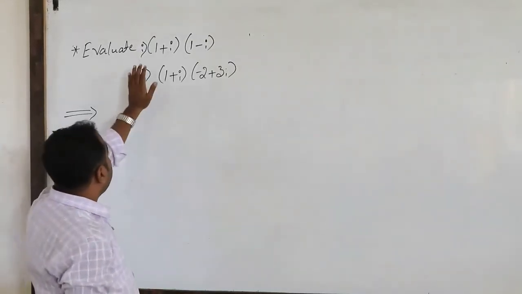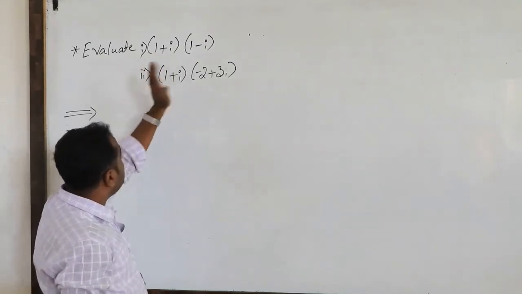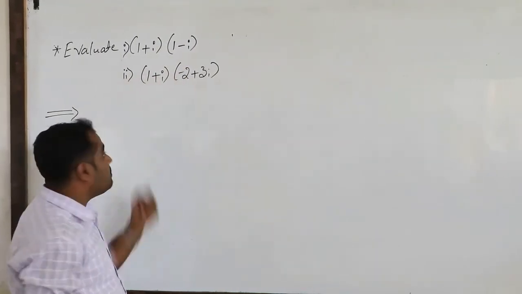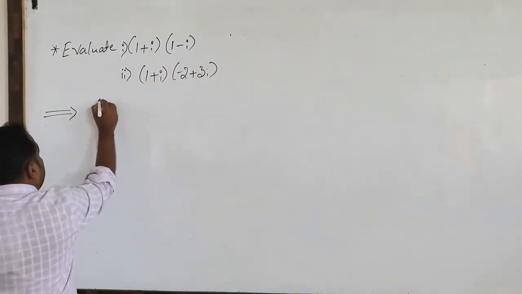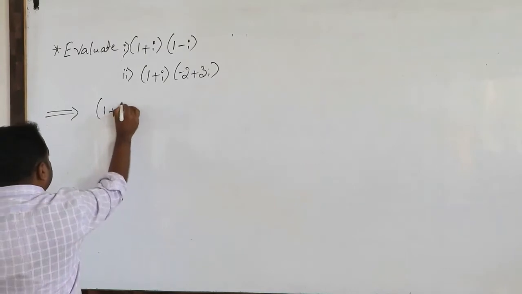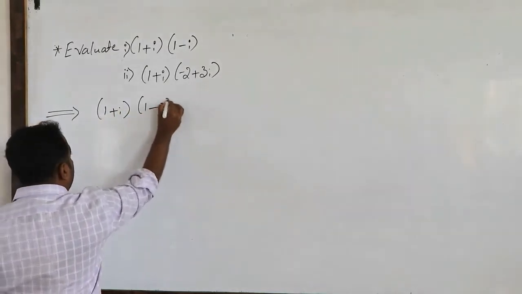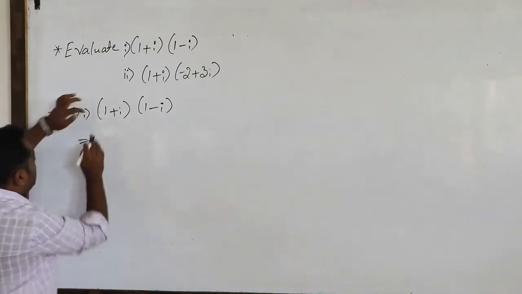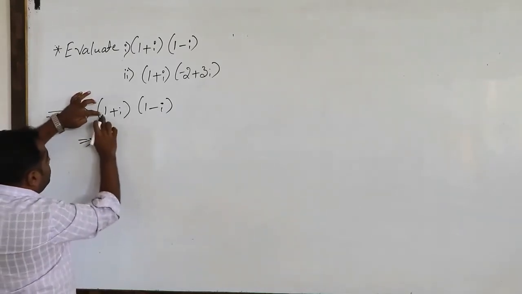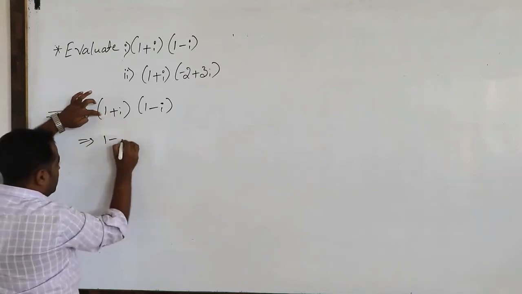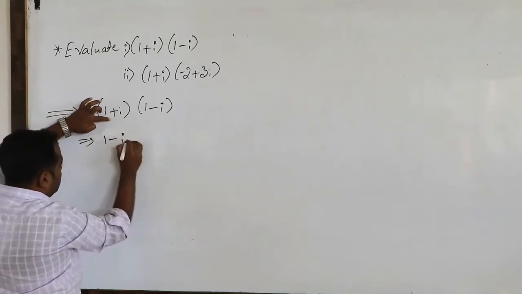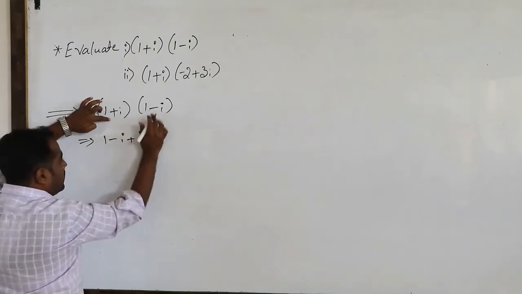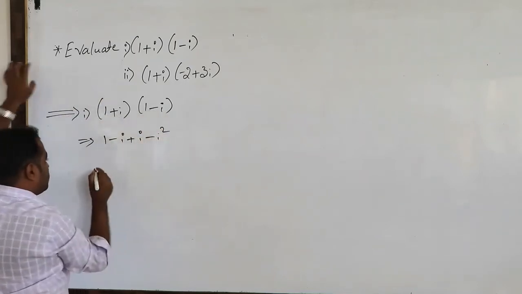Next one, evaluate (1 + i)(1 − i). Multiplication of two complex numbers. First one, (1 + i) into (1 − i). Here first we have to calculate 1 into 1, 1. 1 into i, here minus i. Next, plus i into 1, i; i into i, i square, here minus i square.